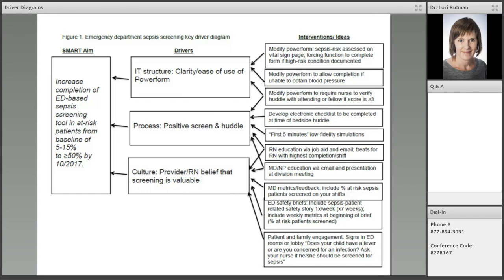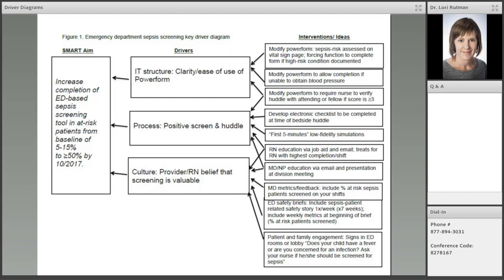So those were the drivers that were identified, the key elements that we were considering as we thought about the interventions that would bring us to our aim. And then on the right side of the driver diagram here are all the interventions and ideas that came up through a series of brainstorming meetings. We have a core group that's leading the sepsis effort for our emergency department, and so that multidisciplinary group had a series of meetings where we really thought about what are the things that we could do to impact these drivers to improve screening. And so it was everything from modifying the actual power form, and there were some specific things that we changed on that to make it more user-friendly.